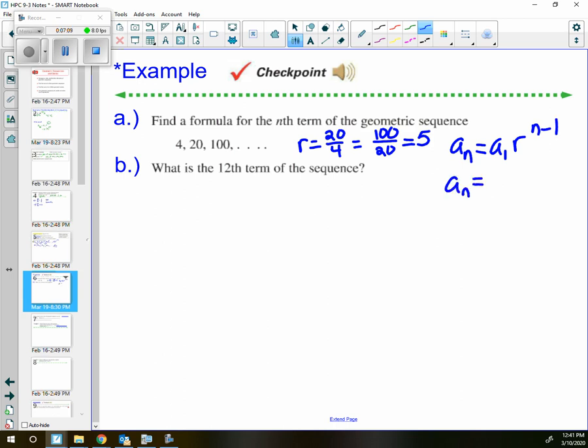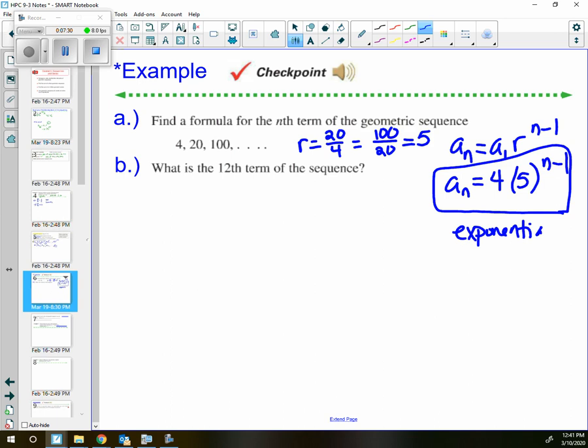So the a sub n would be the first term, which is 4, times the common ratio, which is 5, to the n minus 1. That's our equation, which models all the terms in the sequence. Now, notice what kind of equation this is. Where's the n located? It's up in the exponent. So these geometric sequences are like exponential equations. They're just like the exponentials we studied earlier in the year. So when you think about an analogy, linear is to arithmetic as exponential would be to geometric. So it models that same sort of behavior.